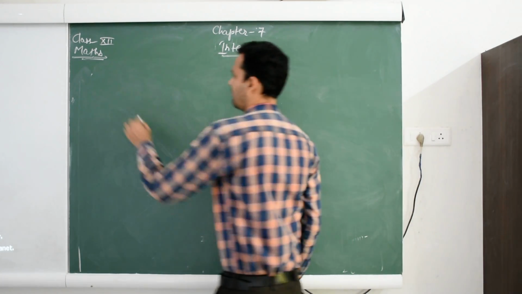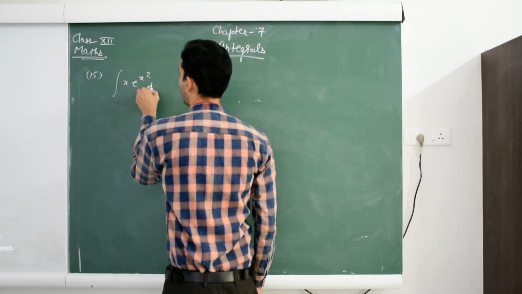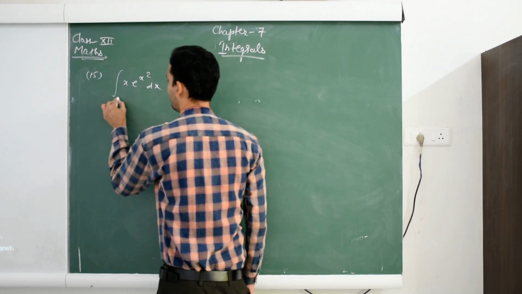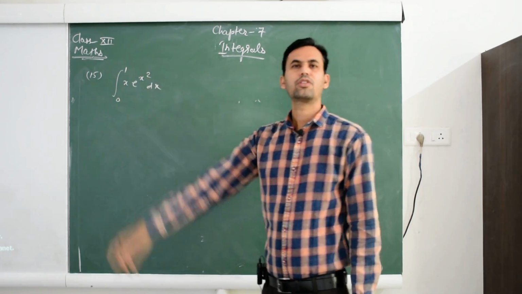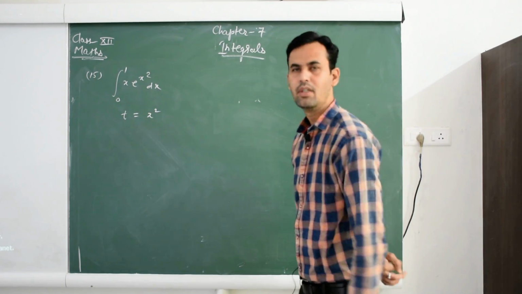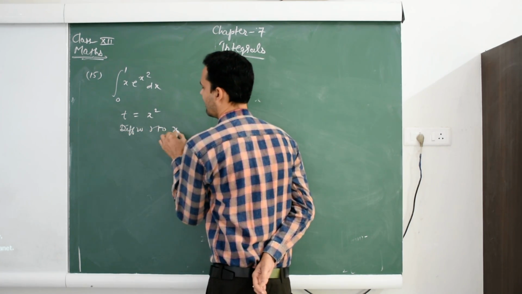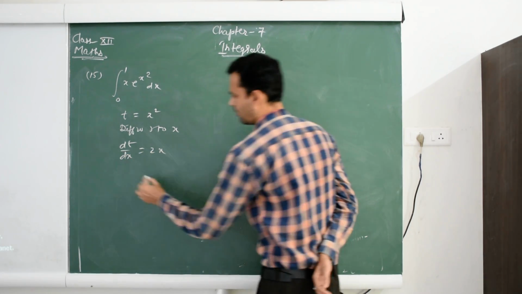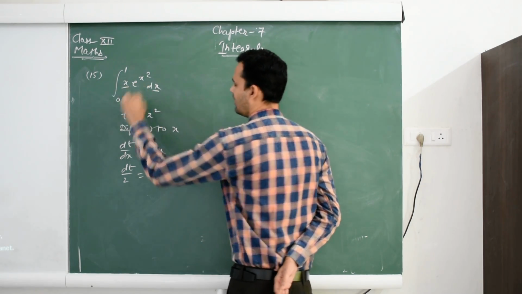The question is the integration of x e to the power x square dx, with limits 0 to 1. Okay. So, first we put x square equals t. Differentiate with respect to x: dt by dx equals 2x, or dt by 2 equals x dx.